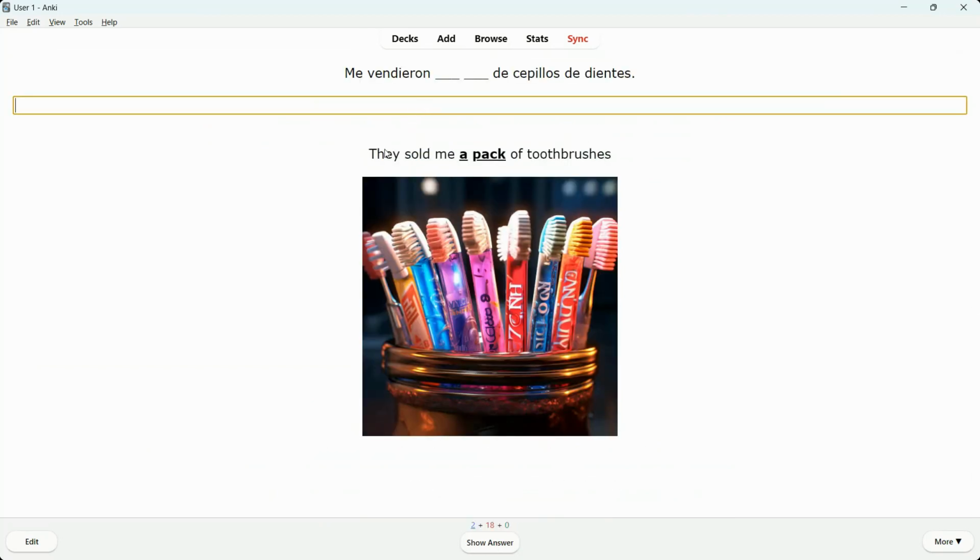So this is a sentence that we've seen before. They sold me a pack of toothbrushes. Now we've seen it quite recently, just a few seconds ago. But the second card type is about typing. It's about spelling. Do you actually know how to spell the word correctly? Let's see what happens when I type in the word that we are looking for.